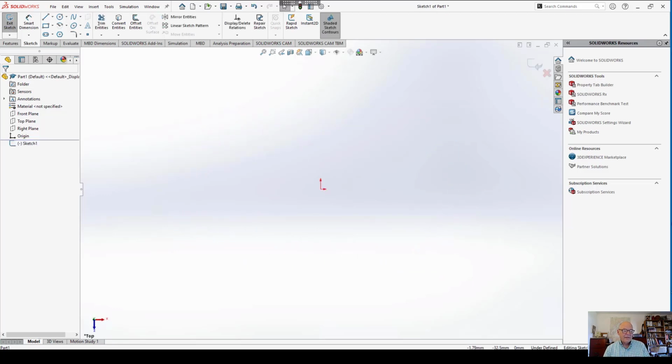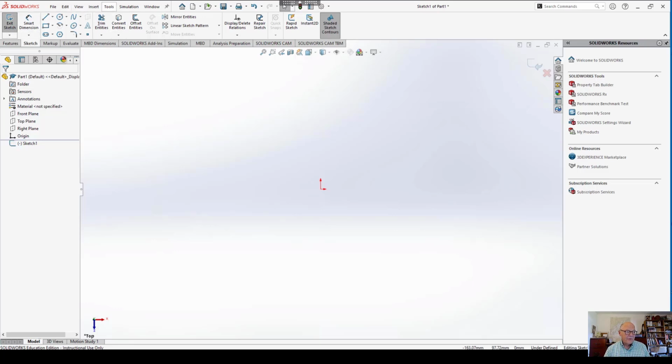Now we're drawing on the top plane, and it automatically allows you to look directly down at the top plane. That's the origin right there. If you hover over this, you'll notice that there's the right plane, which you're looking at on edge. There's the top plane, you're looking straight down. There's the front plane, also looking at on edge. So we're looking straight down at this.